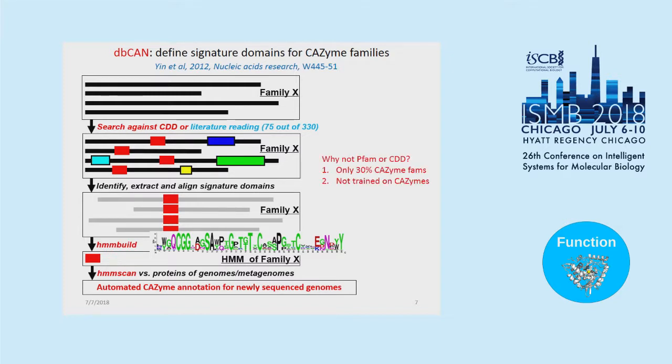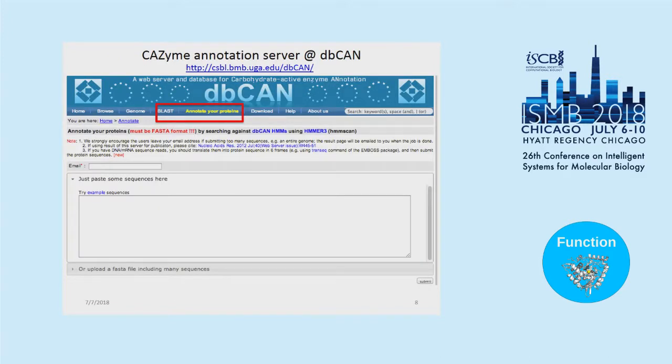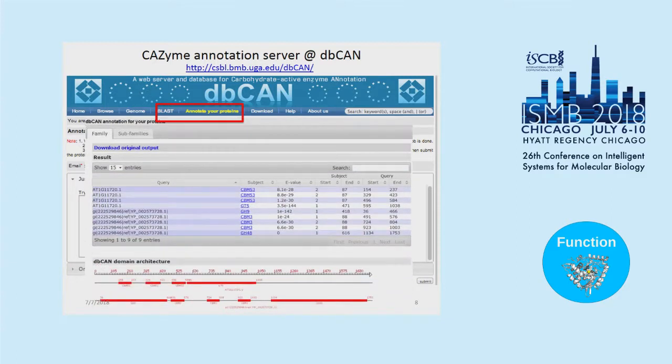So you might ask, why not just use PFAM or CDD? The reason is that only 30% of the 360 CAZyme families are included in PFAM or CDD. And the second reason is that their models are not trained on CAZymes, because PFAM and CDD are general protein family databases. So as I said, with those 360 hidden Markov models, we can build a server so that users can submit their protein sequences for automatic CAZyme annotation. The result page includes a table and also a graphical display of the modular domain structure.